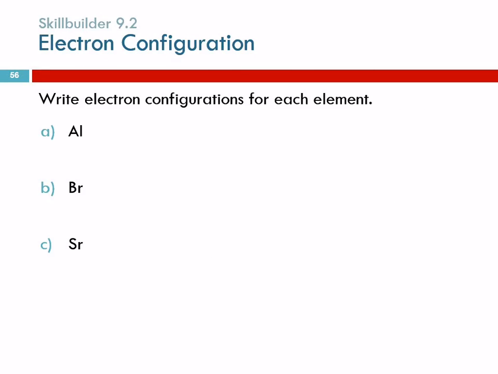Okay, so let's write electron configurations. Looking at the periodic table, we find aluminum. Did you find aluminum? What is the noble gas that's just before aluminum? It's neon. So when writing the electron configuration for aluminum, we can start with neon in parentheses. And then what does it have extra after that? It's got 3s2 and 3p1.